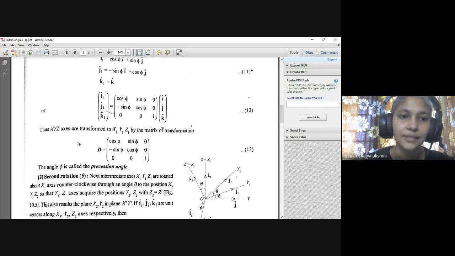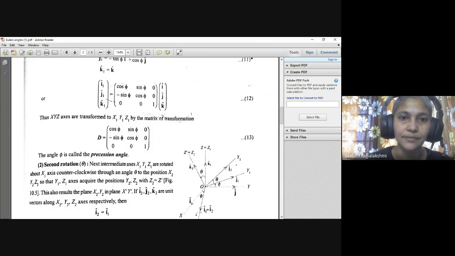Thus the x, y, z axes are transformed to x1, y1, z1 by the matrix of transformation. So D equals cos phi, sin phi, 0; minus sin phi, cos phi, 0; 0, 0, 1. The angle phi is called the precession angle.